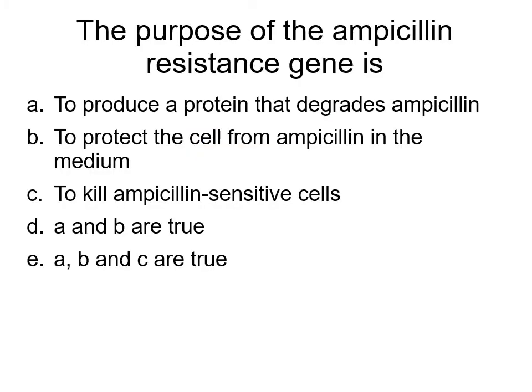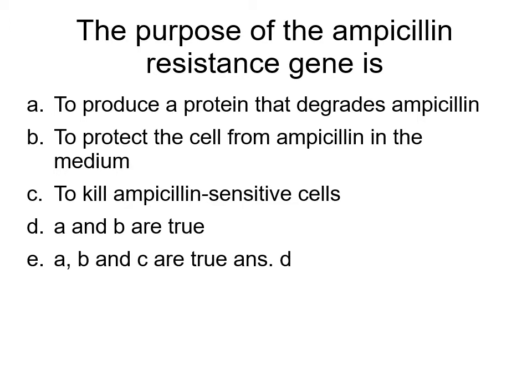Okay, the purpose of the ampicillin resistance gene is to produce a protein that degrades ampicillin, to protect the cell from ampicillin in the medium, to kill ampicillin-sensitive cells. A and B are true. A, B, and C are true. Okay, so the answer is D, which you might not have realized. So it doesn't really degrade ampicillin. It opens up the molecule so that it no longer interacts with its target. So that basically inactivates the ampicillin.